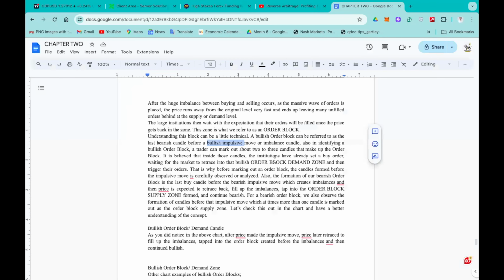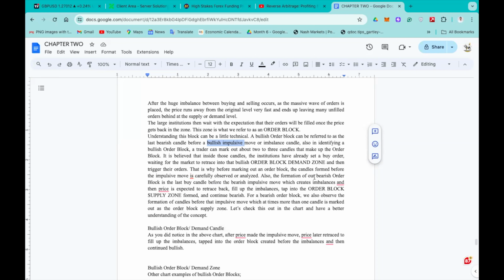It is believed that inside those candlesticks, the institutions have already set a buy order, waiting for the market to retrace into that bullish order block, demand zone, and then trigger their orders. That is why before marking out an order block, the candle formed before the impulsive move is carefully observed and analyzed.